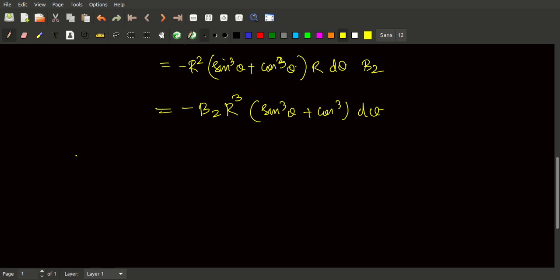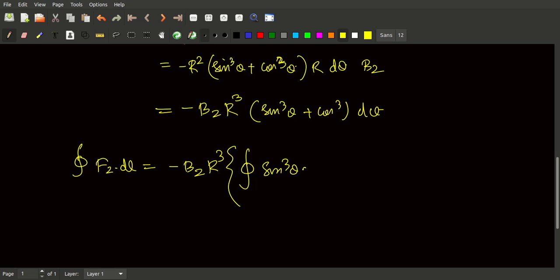So now let's do it for the whole closed loop. What will it be equal to? So ∮ f2 · dl is equal to minus b2 r cube. I am taking it out of the integral because they are constants. So into the closed integral of sin³θ dθ plus the closed integral of cos³θ dθ. This integral goes from 0 to 2π, right? Closed integral means this is going from 0 to 2π, and you see this one is equal to 0.